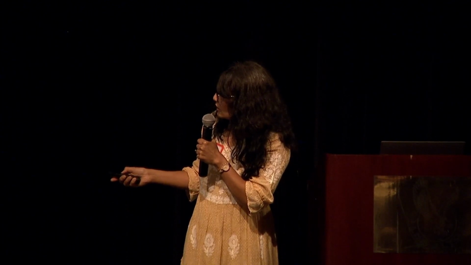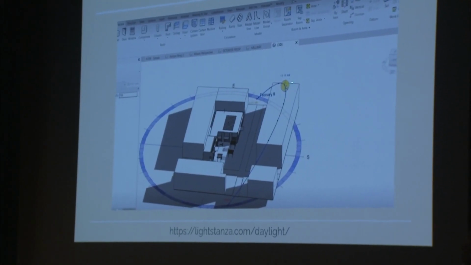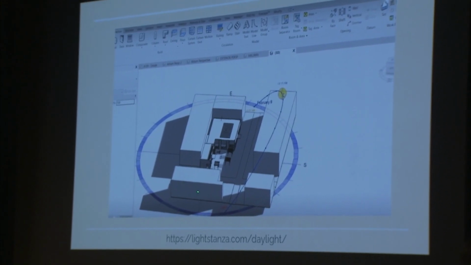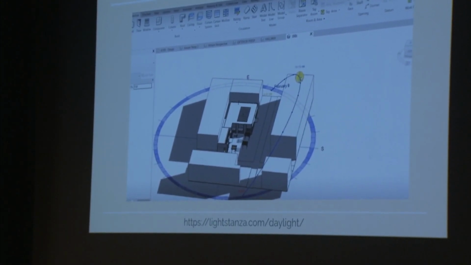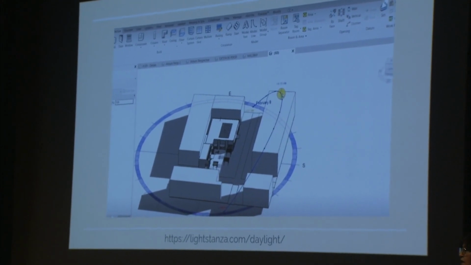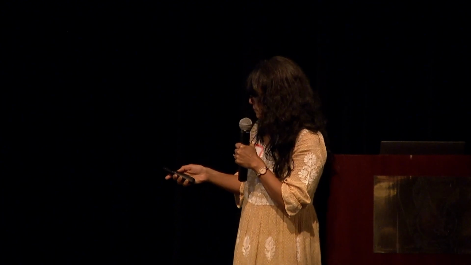So here is the same thing. It's Light Stanza again. And it tells you, for example, on February 8th at 10:15 in the morning, which parts of the building are going to be in shade, where lights are going to be needed, and what is the level of illumination we will need from the lighting in the space.